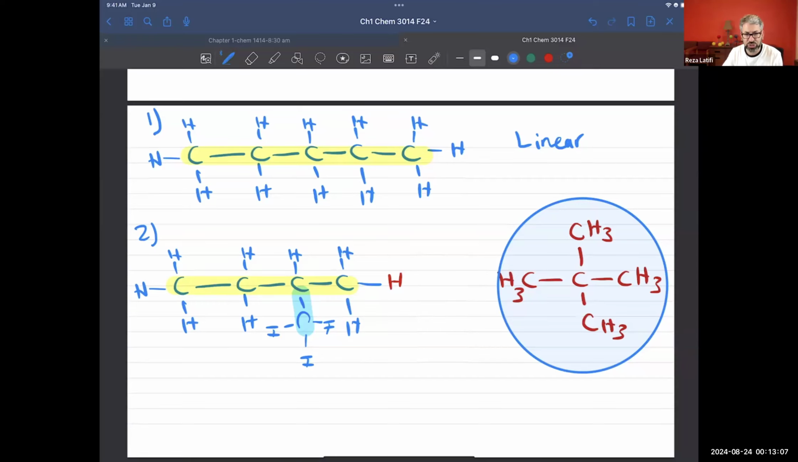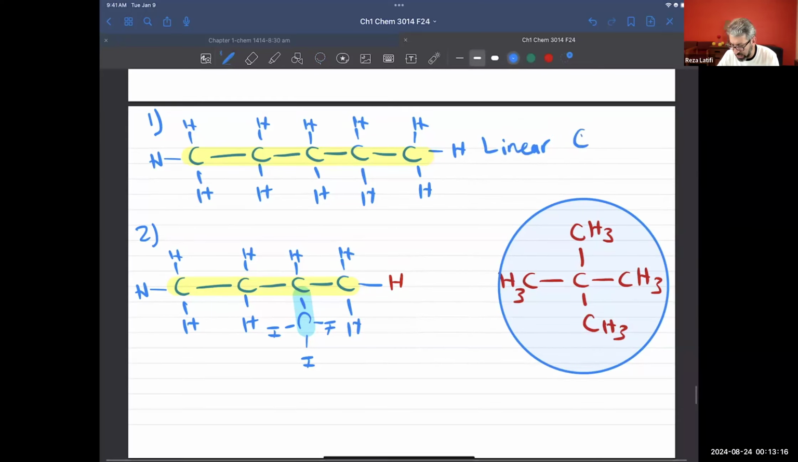Remember, I did not change the formula for all of them. For all of them, I have this formula. I'm going to write it there. I have C5 for all, and H is going to be 5 multiplied by 2 plus 2, which is 12. So the formula did not change. Because the formula did not change, the molar mass did not change. So should I get the same dispersion forces? The answer is no. Which one has the strongest dispersion force? Let's talk about it.